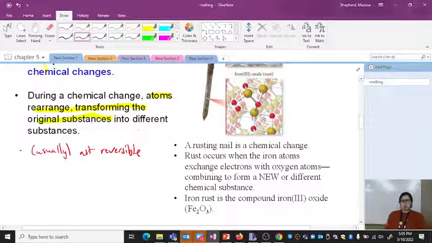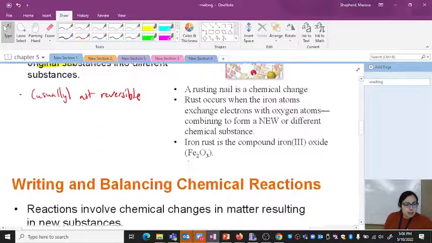Sometimes you can get a reaction to go in reverse, maybe if you apply a voltage, for example. Sodium reacts very readily in water, but you could recover sodium metal by applying a current to sodium chloride, so that would get sodium back out.